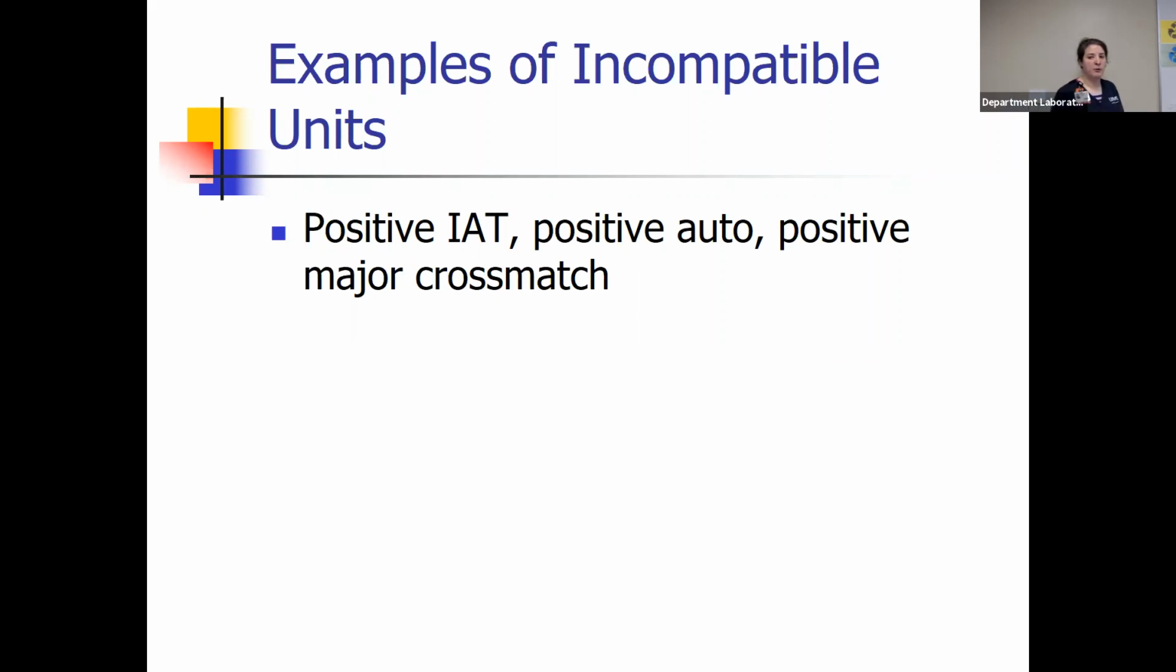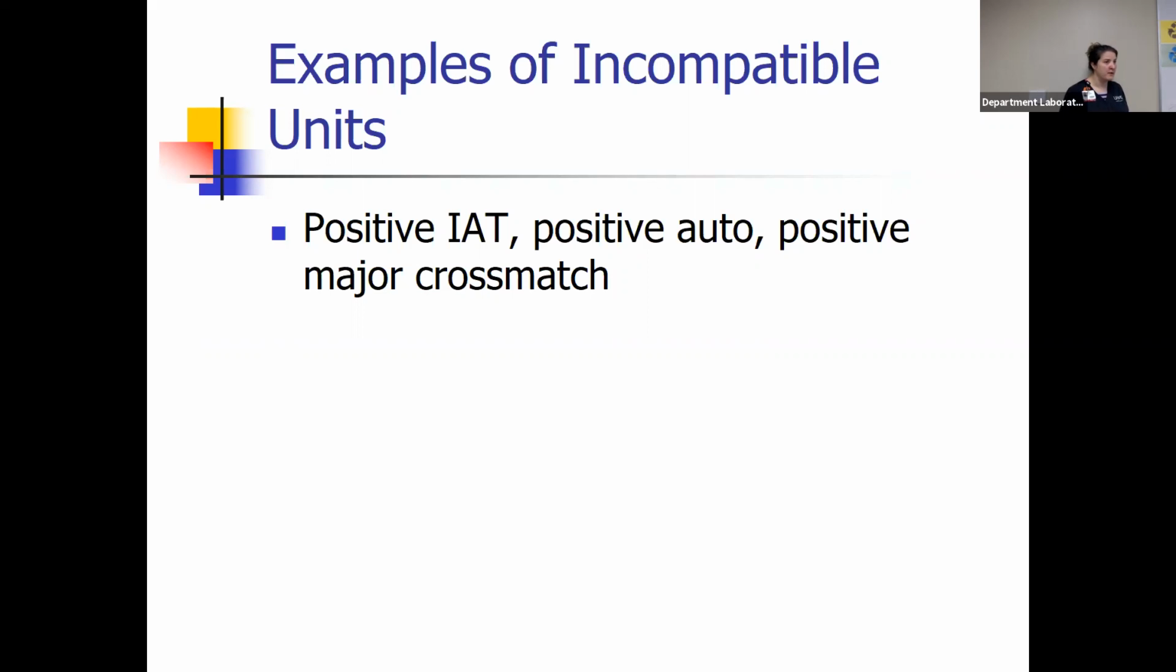Here's an example, positive IAT, where your auto control is positive, and then your cross match is also positive. What do you guys think about that? What does that positive auto tell us? They have an autoantibody. Remember, autoantibodies react with everything. So that's why your IAT is positive, your autocontrol is positive. Every cell that you test in your panel is going to be positive.